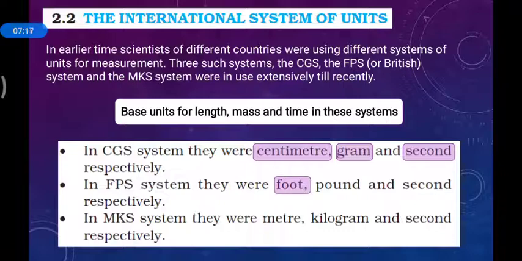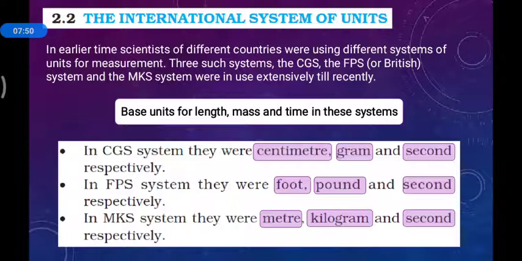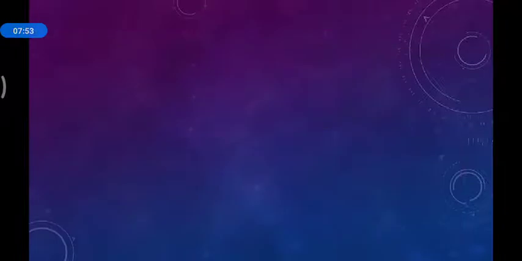One more system is the FPS, where length is measured in terms of foot. આપણે foot કહીએ છીએ ને, 1 foot, 2 foot, 3 foot; 1 foot is about 30 centimeters. Then P stands for the pound, mass is measured in pounds. And S stands for second as usual. And one more, the MKS system, where M stands for meter, K stands for kilogram, and S stands for second as usual. These are the three systems. For the MCQ it can be important.